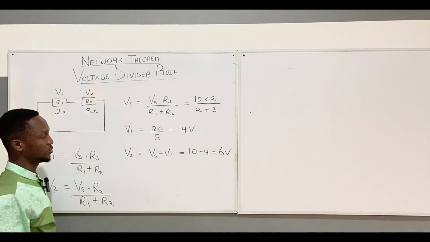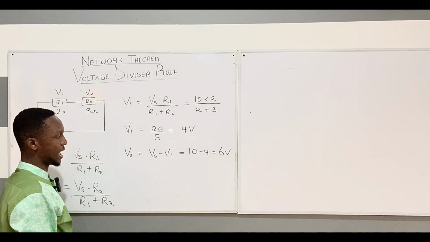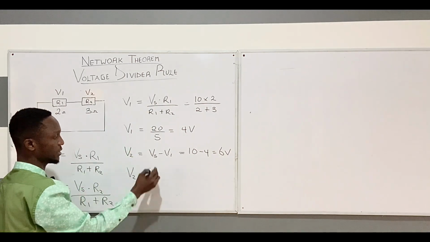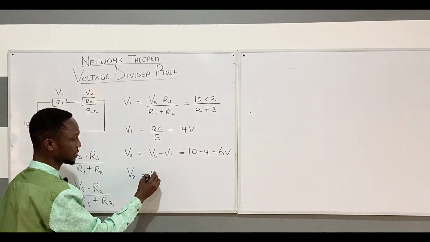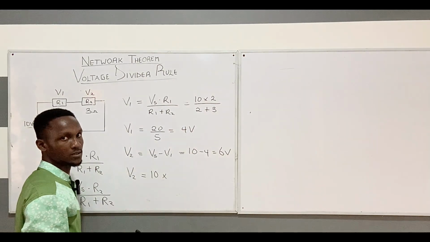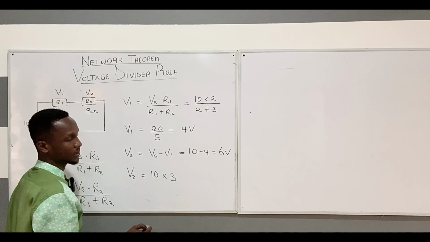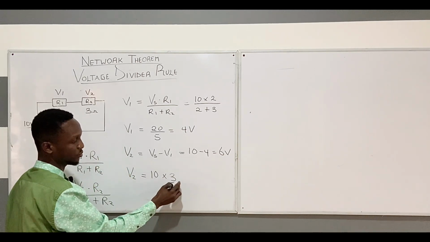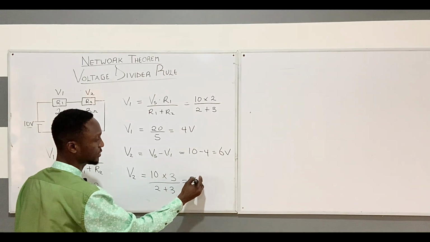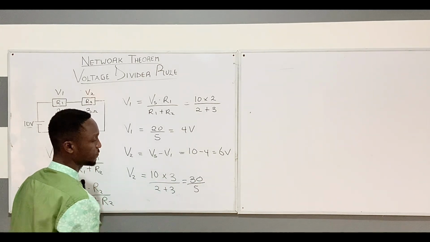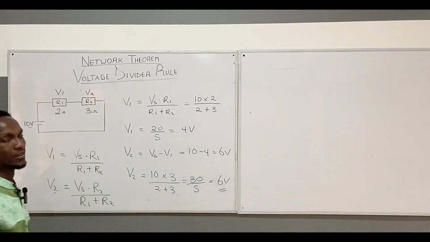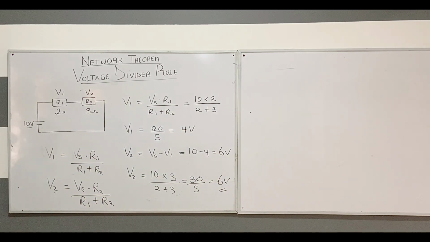In the same way, you can also use the formula to solve this by saying that V2 equals your source voltage Vs, which is 10, times, knowing that the voltage is passing through R2, it is directly proportional, so we multiply by 3, which is this resistive value, divided by 2 plus 3. This gives us 30 divided by 5, which is equal to 6 volts. So you can see that the voltage divider rule is very simple.